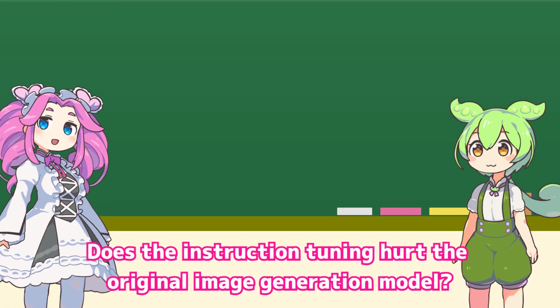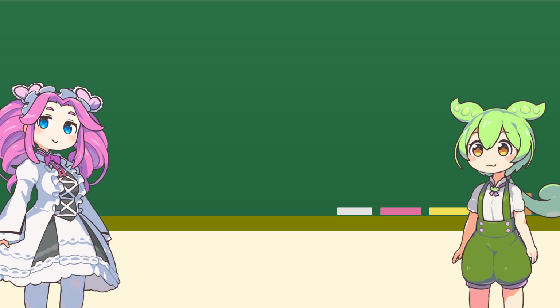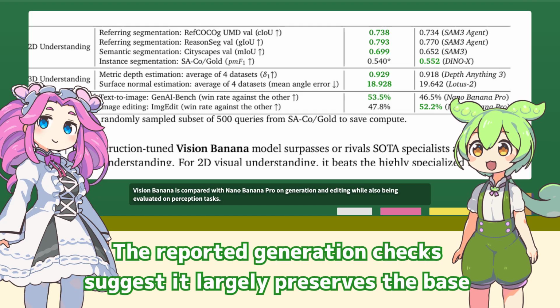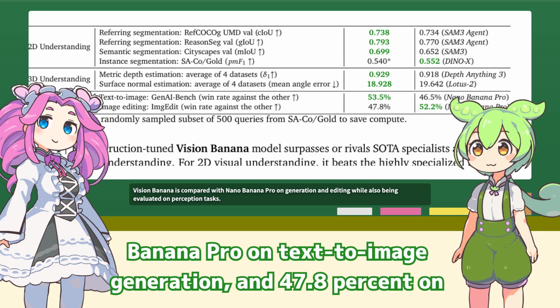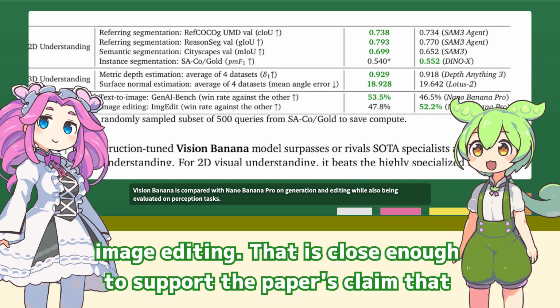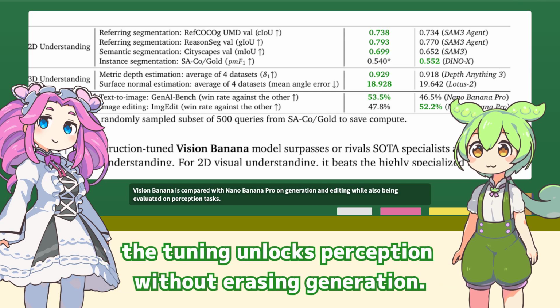Does the instruction tuning hurt the original image generation model? The reported generation checks suggest it largely preserves the base ability. Vision Banana gets a 53.5% win rate against Nano Banana Pro on text-to-image generation, and 47.8% on image editing. That is close enough to support the paper's claim that the tuning unlocks perception without erasing generation.